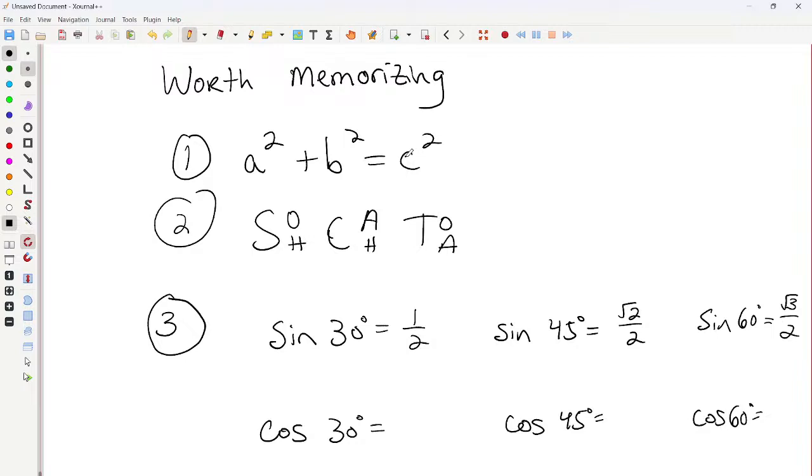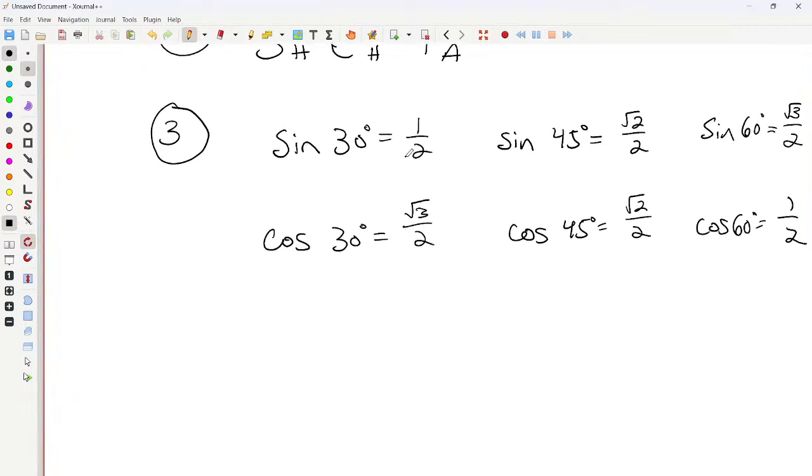Cosine of 30 is root 3 over 2. Cosine of 45 is root 2 over 2. And cosine of 60 is 1/2. Remember, 30 and 60 would be in the same right triangle, so there's something to review when we come back. But I'm laying out facts that, even if you're not sure why they're true, they're 100% true, and if you can memorize them, you're really good.